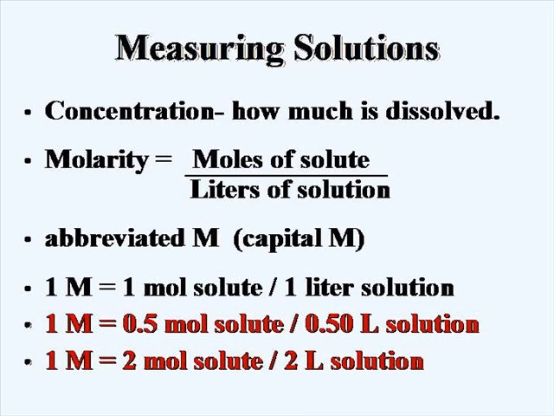The symbol used is a capital M, and it is read molar. So 1 M is read 1 molar. It means 1 mole of solute in 1 liter of solution. There are infinite ratios that would give us a 1 molar solution. Half a mole of solute in half a liter of solution, 2 moles of solute in 2 liters of solution, and so on.